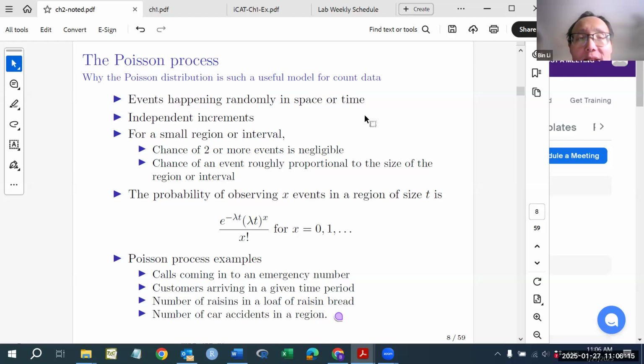And the Poisson process has a very special property, that is the independent increments. So what does that mean? Take this example: calls coming in to an emergency number. Let's say we have 5 calls coming in this time interval. In the next time interval, the number of calls that we receive is independent of the number of calls that I received before. So they are all independent. That's the independent increments.